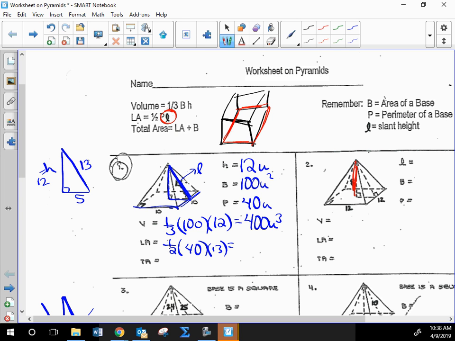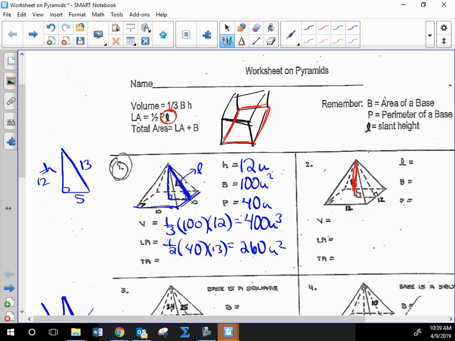Can I use a calculator? No, you don't need that. Oh, wait. 260. Good, 260. Half of 40 is 20. 20 times 13. So double that.